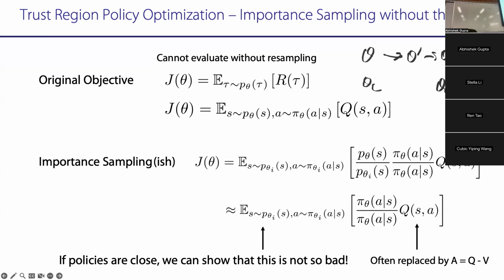Typically what we'll do is we'll set theta I to theta to start, and theta will just be the random initialization of a policy, right? So you have a Xavier initialization for your policy or something, and so that's how you start it.